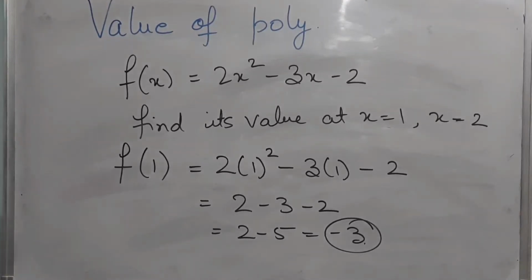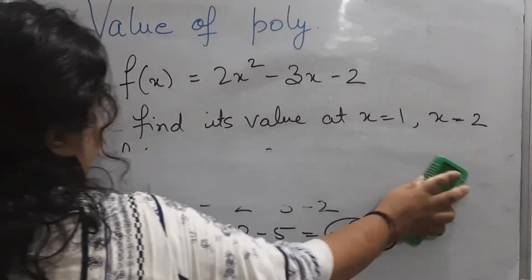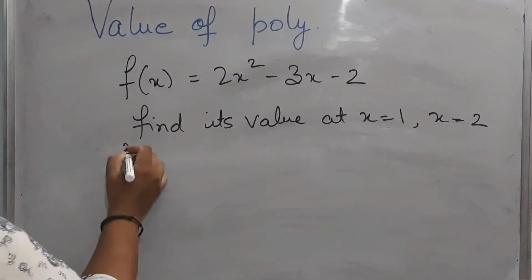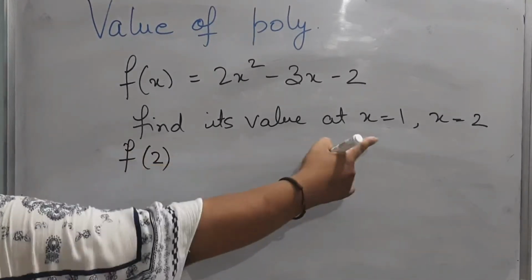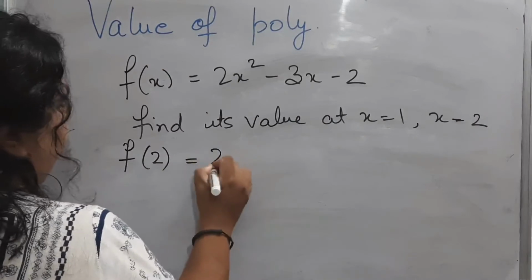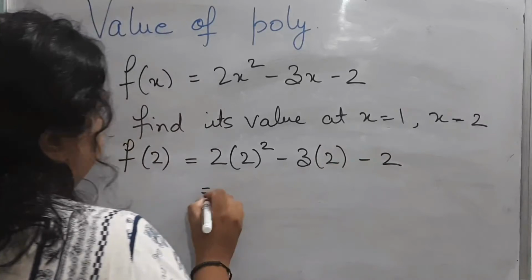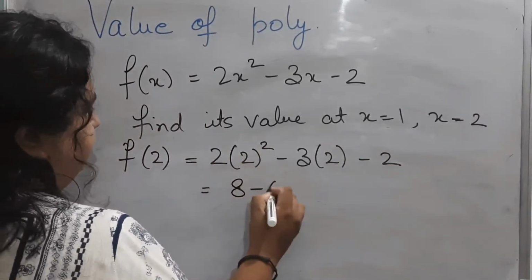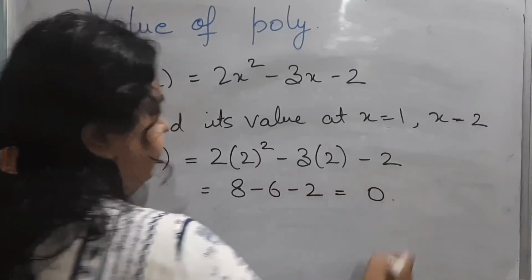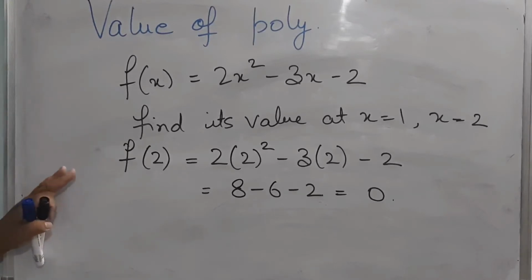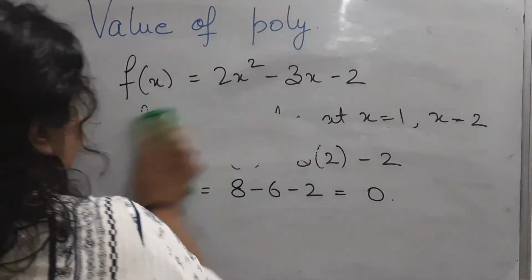Now, similarly, we can find the value at any number. Suppose we have to find f at 2, x equals 2. So put 2: 2 square minus 3 into 2 minus 2. This is 2 times 4, which is 8, minus 6 minus 2. So this is 0, so f at 2 is 0. So these are the steps to find the value of a polynomial. Similarly, we can find the value of a cubic equation also.